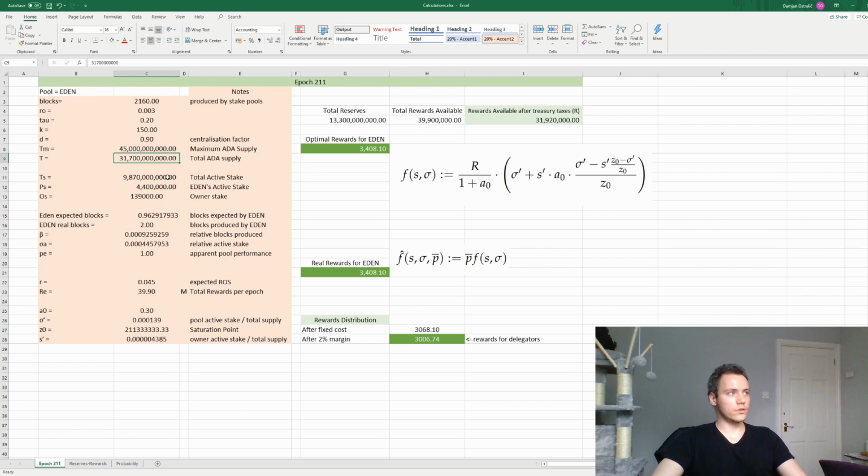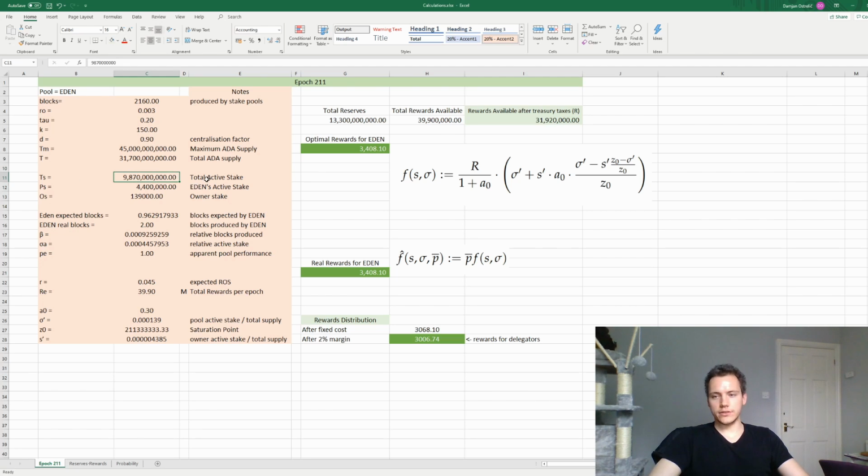The total ADA supply currently in circulation. Now this number, I'm fairly confident that it's correct. I took it off of PoolTool. There is a way to make a query yourself with the database sync, I don't know how to call it, feature of Cardano node. But I'm fairly confident that that's exactly what's listed on PoolTool. So it's 31.7 billion. Now it's probably not a perfectly rounded number like this, but it's very close to this. So for calculations, it's fine.